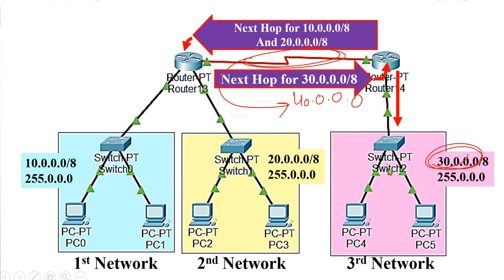To reach this network, for this first router, the next hop router is this. And the reverse is also true. To reach the 10 network ID network and the 20 network ID network, this router has to go through the network 40.0.0. So 40.0.0 is the intermediate network for these connecting networks. So let's demonstrate this with an example.